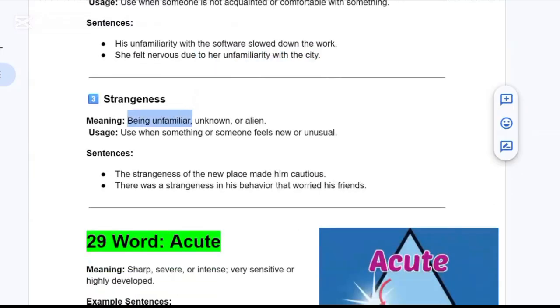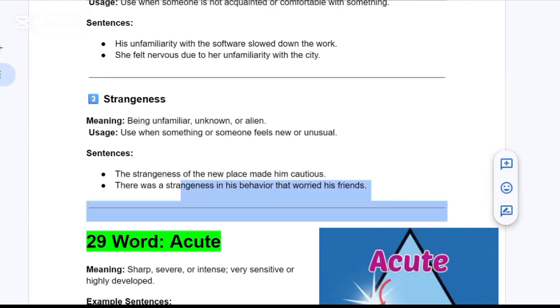Strangeness: being unfamiliar, unknown, or alien. It is used when something or someone feels new or unusual. The strangeness of the new place made him cautious. There was a strangeness in his behavior that worried his friends.